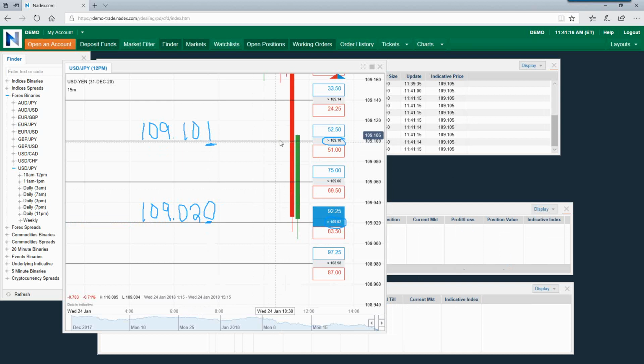Now, I could have held until expiration on the 109.10 as well. But if price is not at 109.101 or greater, then I would lose what I paid. It is based on an average price, and that is available on the Nadex site. They just recently changed it.